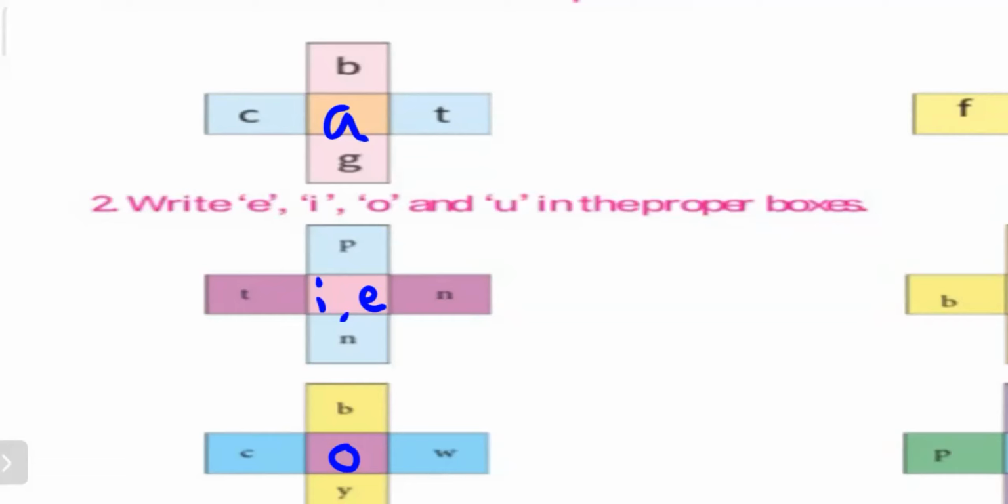After adding the vowel I, the words formed are P-I-N, pin, T-I-N, tin. After adding the vowel E, the words formed are P-E-N, pen, T-E-N, ten.